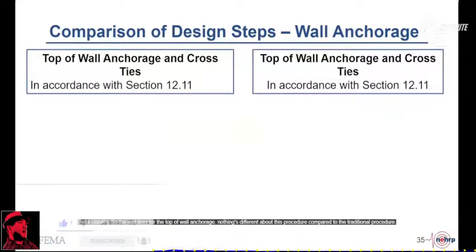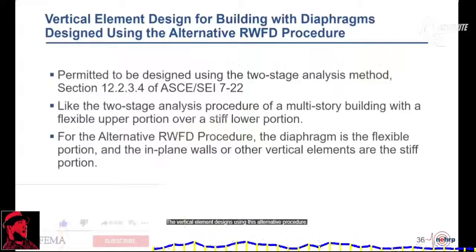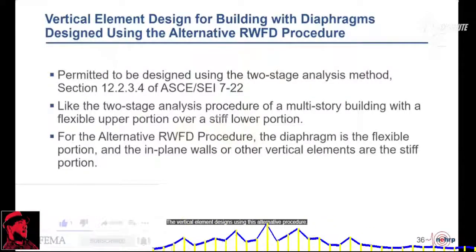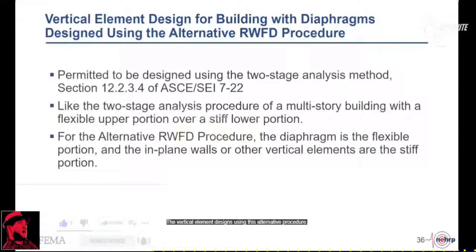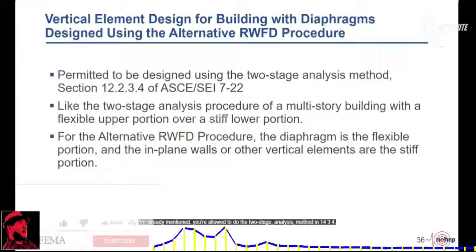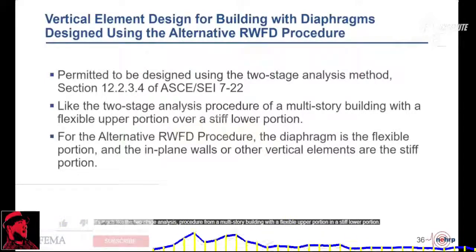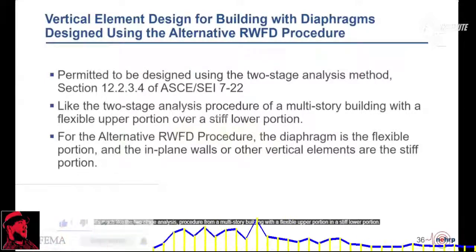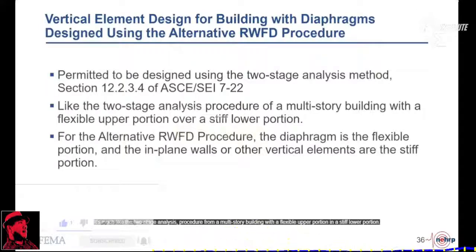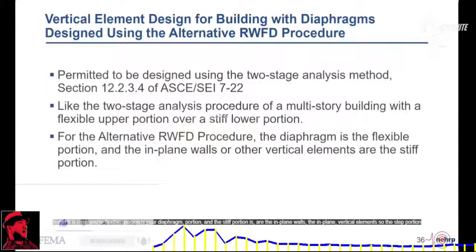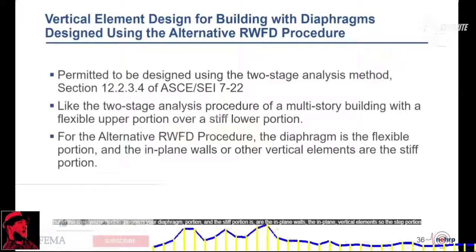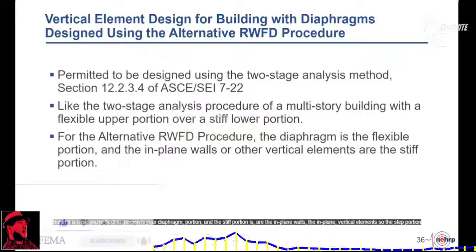And then for the top of wall anchorage, nothing's different about this procedure compared to the traditional procedure. For the vertical element designs using this alternative procedure I've already mentioned, you're allowed to do the two-stage analysis method in 12.2.3.4. It's much like the two-stage analysis procedure for a multi-story building with a flexible upper portion and a stiff lower portion. But in this case, your flexible portion is your diaphragm portion, and the stiff portion is the in-plane walls, the in-plane vertical elements.